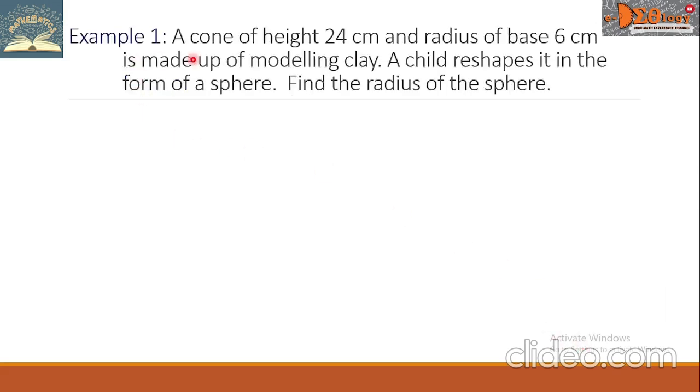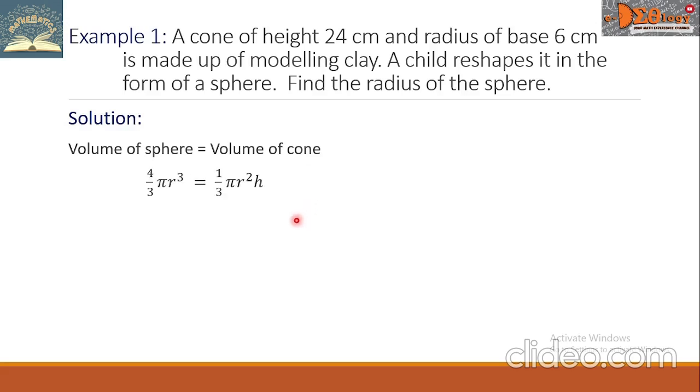Example 1. A cone of height 24 centimeters and radius of base 6 centimeters is made up of modeling clay. A child reshapes it in the form of a sphere. Find the radius of the sphere. We know that the volume of the sphere equals the volume of the cone.